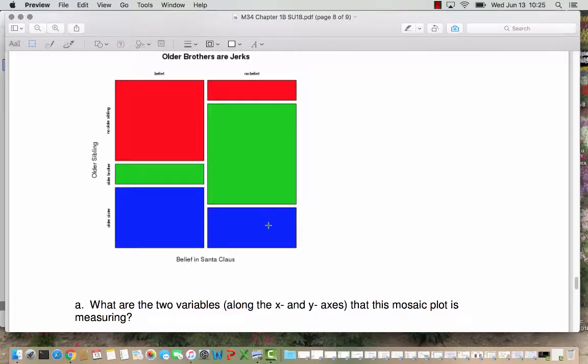So our conclusion would say that belief in Santa Claus depends on having an older brother or not, right? Students with older brothers have much less belief in Santa Claus. And so that's the title of our graph, Older Brothers Are Jerks.